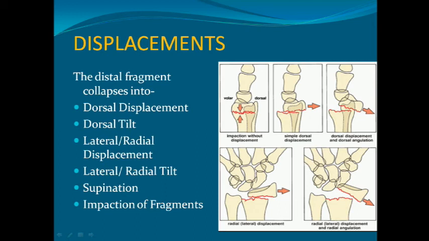There are two more movements: supination and impaction of fragment. If the fracture fragments get impacted over one another, you have learned in general orthopedics what impaction was. So impaction of fragments can occur, and if the fracture fragment supinates, we have supination movement. So these 6 types of displacement you will find in Colles fracture. You have to remember this, it's very important.